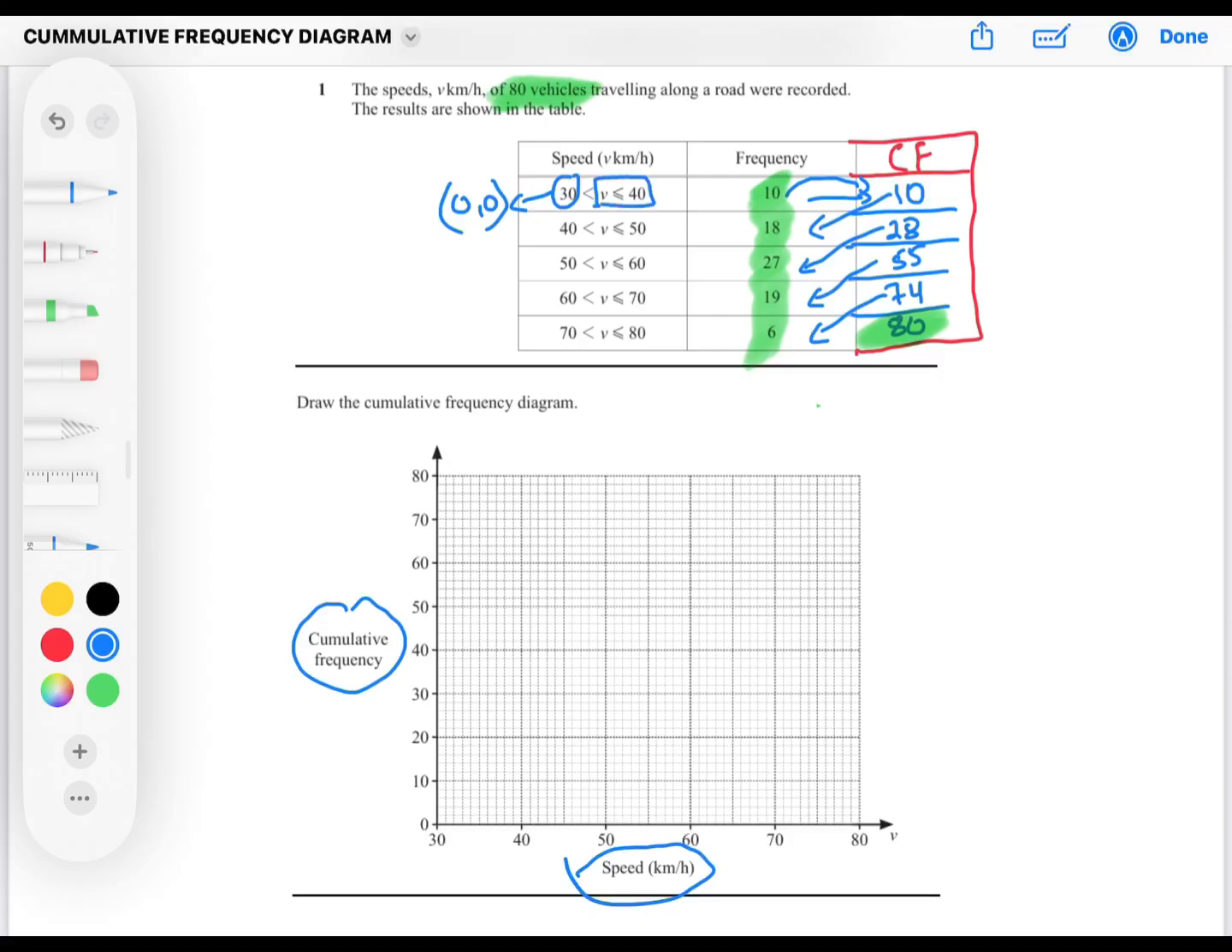Now we always take the upper values, that is the equal value. So if I write down the coordinates, it will be 40 comma 10, 50 comma 28, 60 comma 55, then 70 comma 74, and 80 comma 80. Okay, so let's start the plotting. As I told you, the first value will be at the origin, and the next value is 40, where we have 10, so I put it at 10. Then at 50 we have 28.